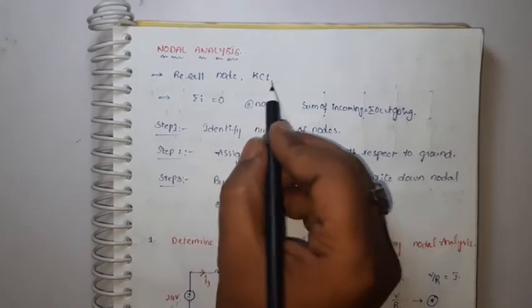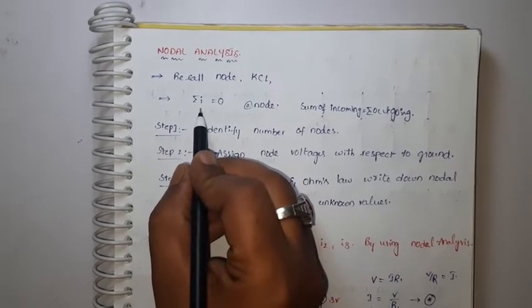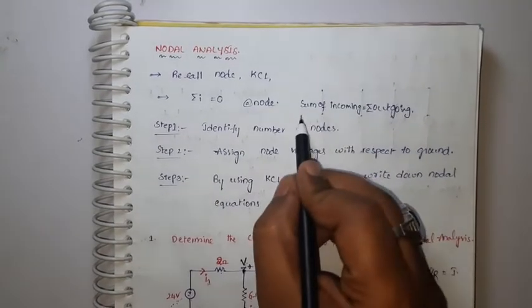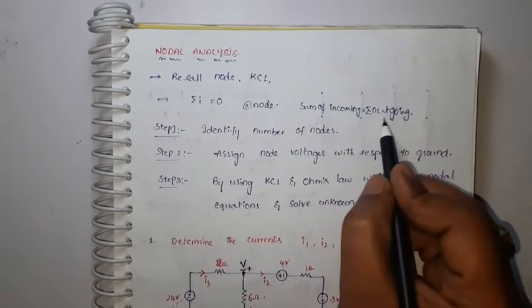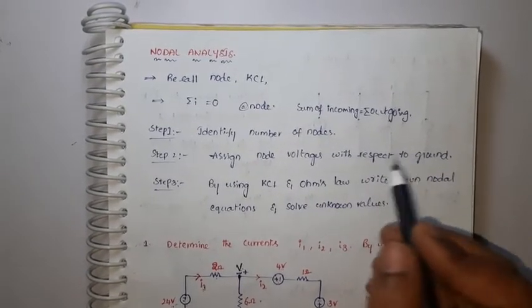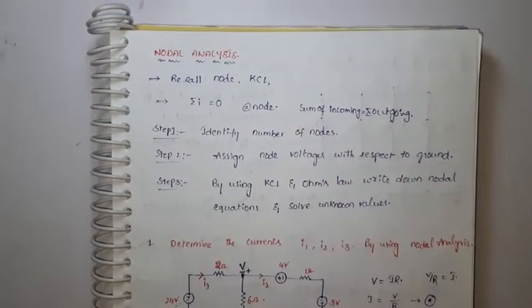So what is KCL? KCL is: the algebraic sum of currents at a node is equal to 0. That is, the sum of incoming currents to a node equals the sum of outgoing currents. That is the KCL. I think you are familiar with KCL and what is a node.